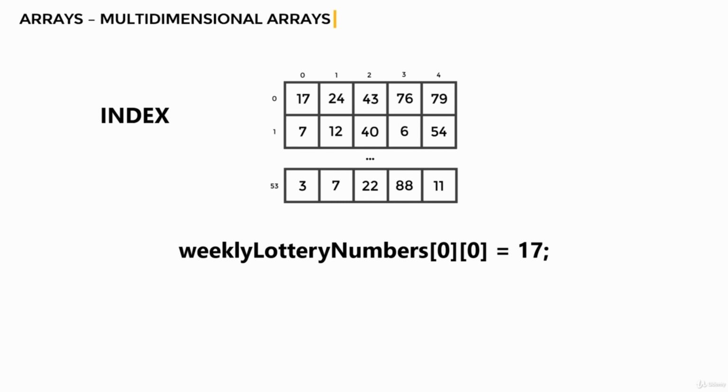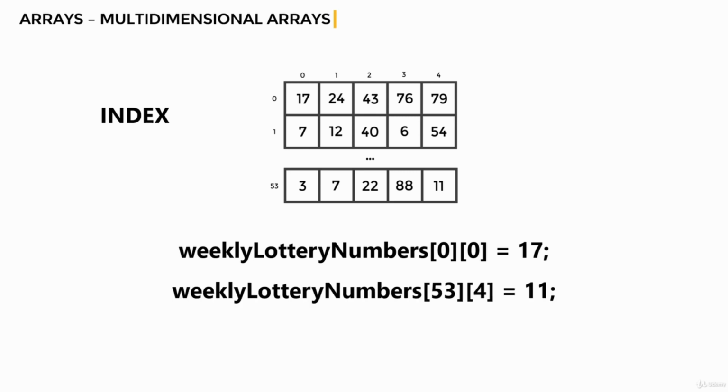The indexing starts from 0, as I said, so the first element is weekly lottery numbers, square bracket 0, then square bracket 0 again, and its value is 17. The last element is weekly lottery numbers, square brackets 53, then 4 in square brackets.